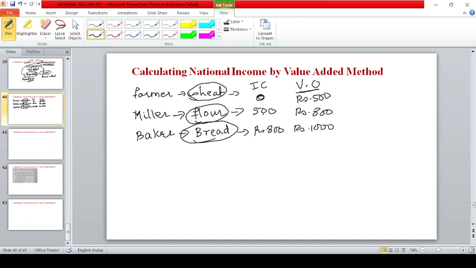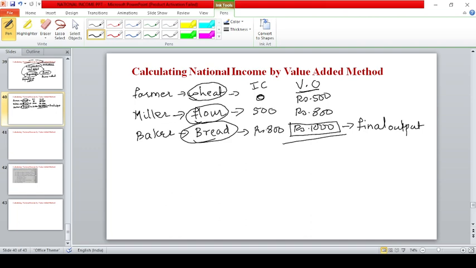Intermediate consumption is what? Still the product is going to be produced further, and it is going to reach a final stage. Okay, so the final stage over here is, you can say, bread. The value of this bread, that is the final output, is what? Rupees 1000.